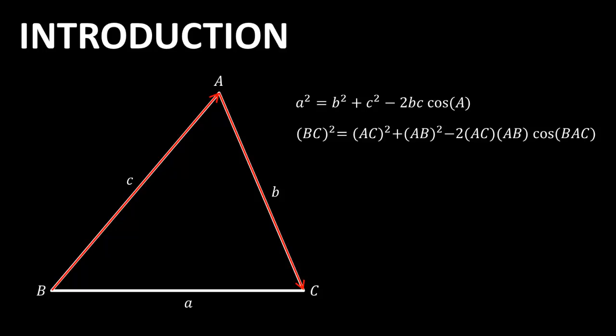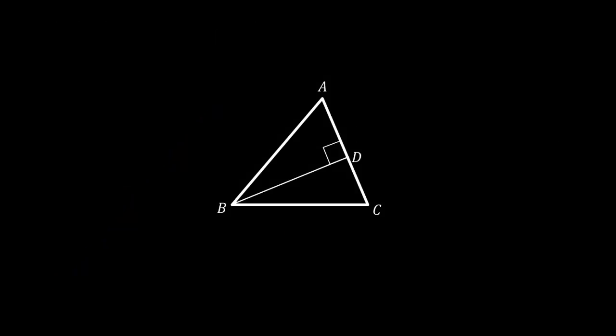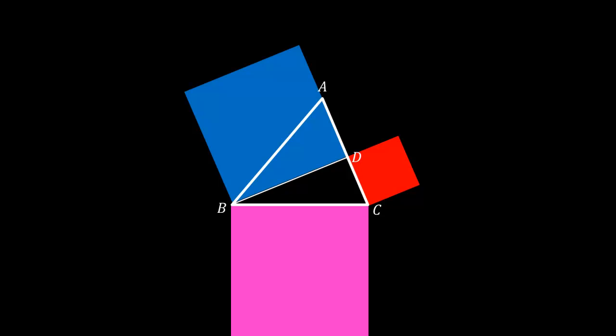First, we draw a line from point B that is perpendicular to the line segment AC. This intersects AC at some point, which we will call D. Note that D is not necessarily in the center of AC. So we've built a right-angled triangle, BCD. By the Pythagorean theorem, we can see that the square of BC is equal to the square of BD plus the square of CD.